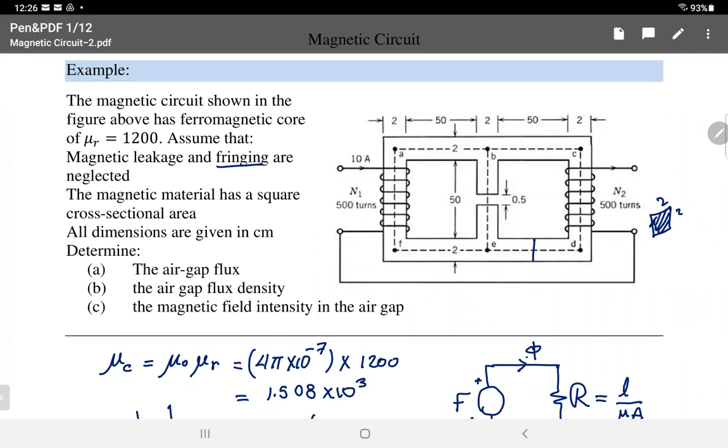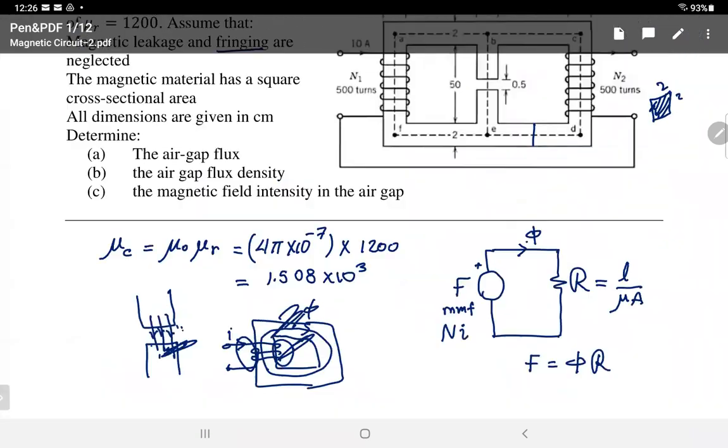So we can say that the area of the core is equal to 4 centimeters square, 2 by 2. Let me make it clear in your view that it's 2 centimeters by 2 centimeters, because it looks like a square like that. So it will be equal to 4 centimeters square, and that's 4 times 10 to the minus 4 meters square. So that's the first thing.